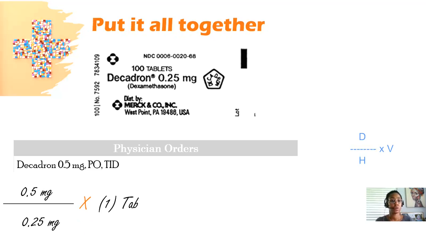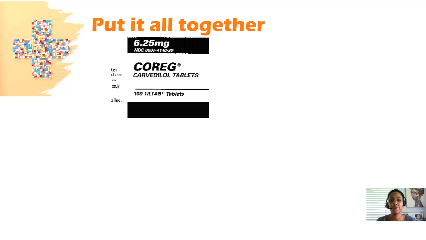So when you do your division, your answer is 2 tabs. Okay, seems pretty easy, right? So let's practice another one. And again, please feel free to pause the video to give you time to practice. I didn't want to make a 2 hour long video.